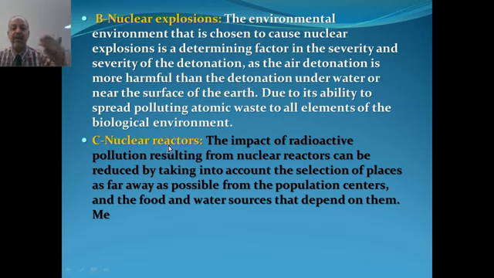The third one among the man-made sources, not natural, is nuclear reactors. The impact of radioactive pollution resulting from a nuclear reactor can be reduced by selecting places as far away as possible from the pollution center. You must build a nuclear reactor outside, away from cities, away from populated areas, okay, and from the food and water sources that depend on them.